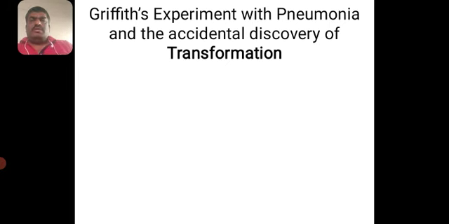The scientist Griffith was working on pneumonia. The causative agent for pneumonia is Streptococcus pneumoniae. It is one bacterium, and this strain causes pneumonia in animals. The symptoms are septicemia, fever, and death. These are symptoms of pneumonia. Griffith made use of two strains of Streptococcus pneumoniae: the smooth strain and the rough strain.